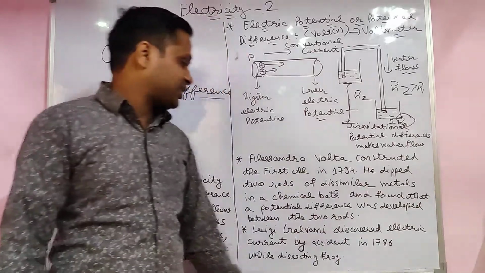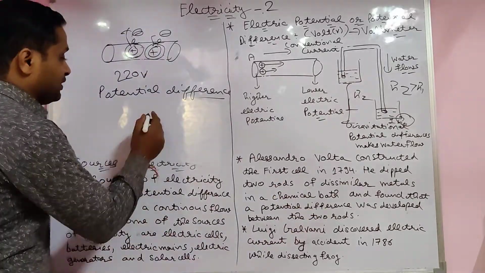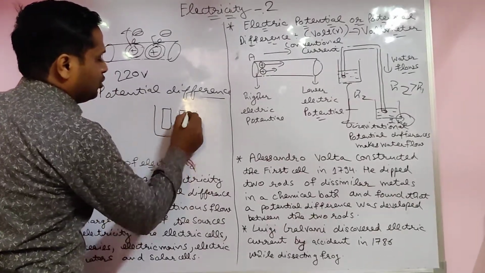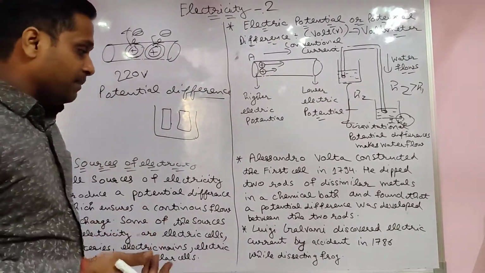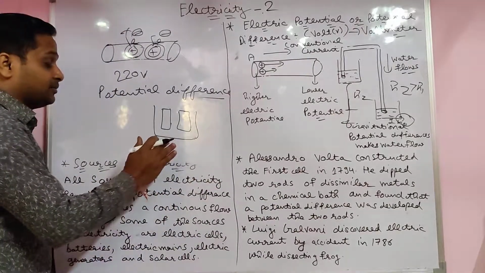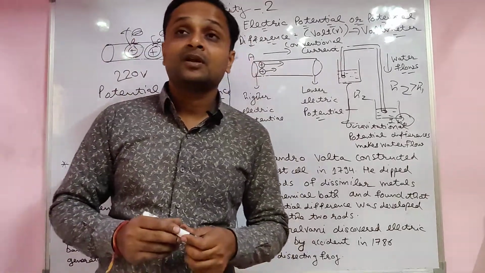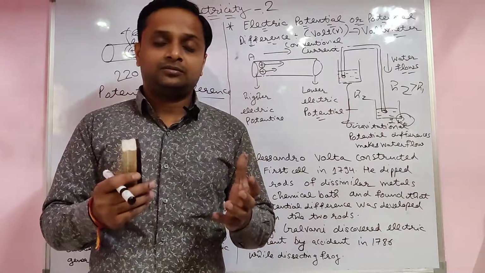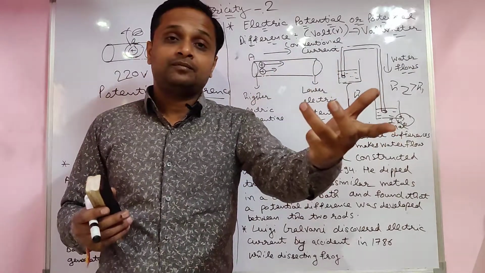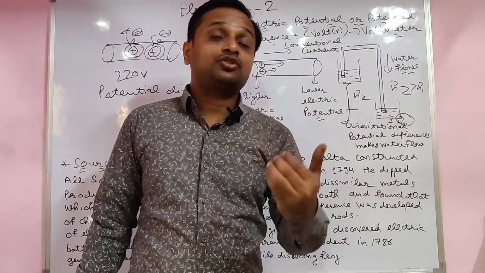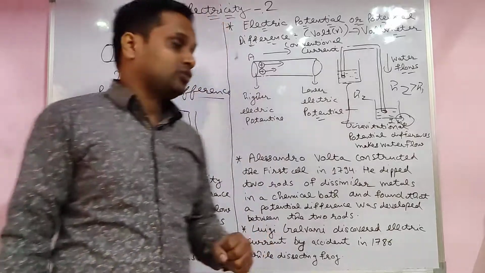Alessandro Volta constructed the first cell in 1794. He dipped two dissimilar rods, one made of metal and the other of non-metal, in a chemical. That's why the difference of electrons is there. One loses electrons, one gains electrons. We have a relation between each other because one requires something and the other one wants to give. The metal has extra electrons, it wants to give them to the other, but the non-metal wants to take the electrons. So that's why the relation is there.